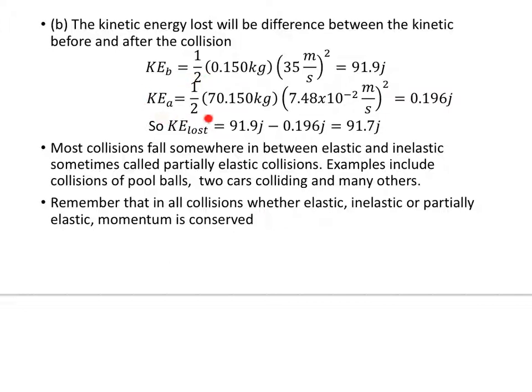And then after the collision, we have 1/2 times the mass of the goalie and the puck combined, remember, times the velocity that we computed in the previous slide in part A. So we work through and we find that the kinetic energy after is only 0.196 joules. So you can see there's a big difference here. The kinetic energy lost is just the difference between those two numbers, and that's 91.7 joules.